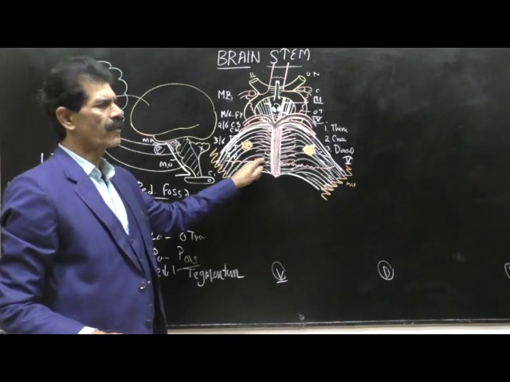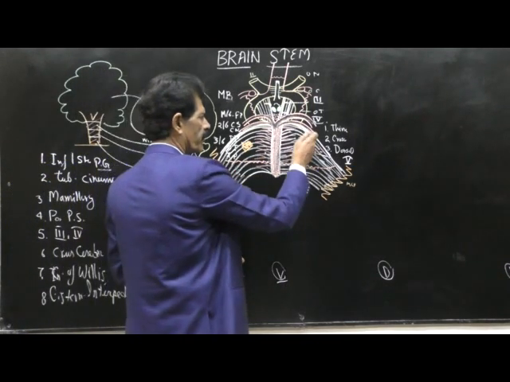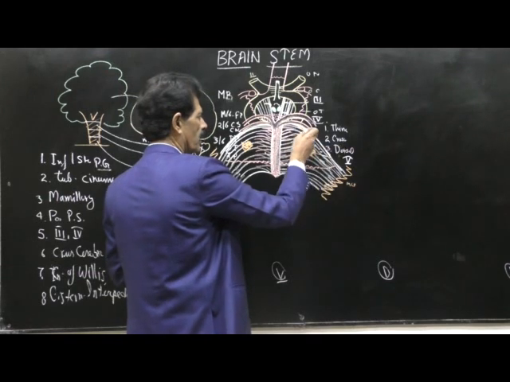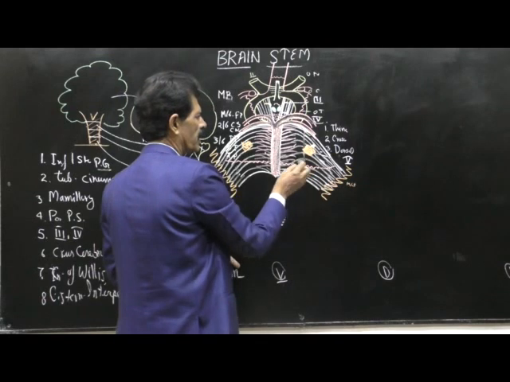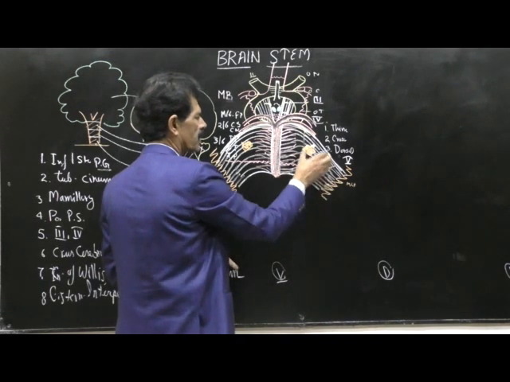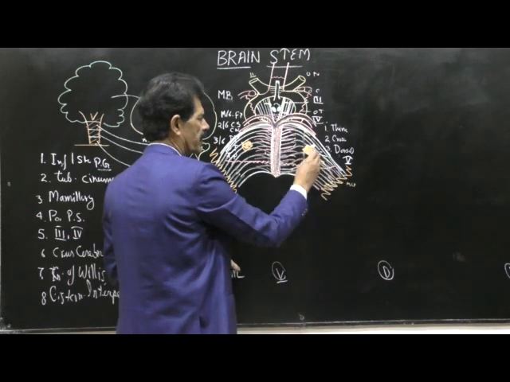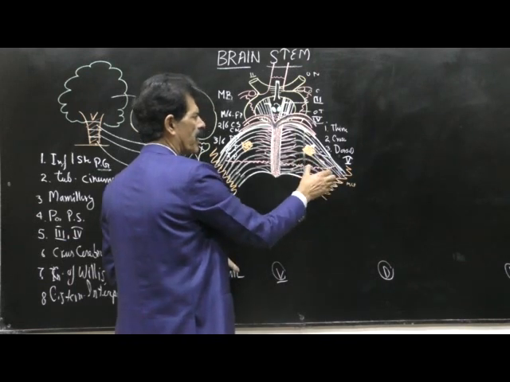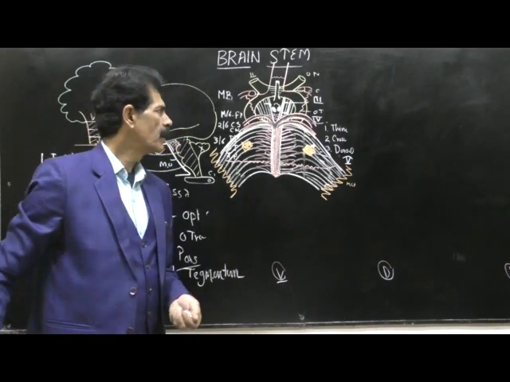The fifth nerve emerges from the ventral surface. Medial to the emergence of this trigeminal nerve is the tegmentum part of the pons, and lateral to this line where the trigeminal nerve comes out is the starting point of the middle cerebellar peduncle, which goes into the cerebellum.